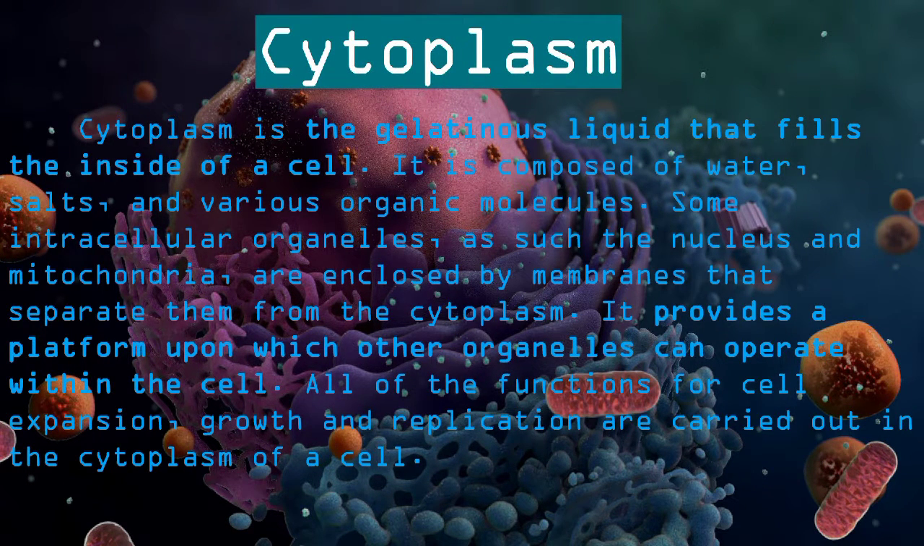Cytoplasm. Cytoplasm is a gelatinous liquid that fills the inside of a cell. It is composed of water, salts, and various organic molecules. Some intracellular organelles, such as the nucleus and mitochondria, are enclosed by a membrane that separates them from the cytoplasm. It provides a platform upon which other organelles can operate within the cell. All of the functions for cell expansion, growth, and replication are carried out in the cytoplasm of a cell.